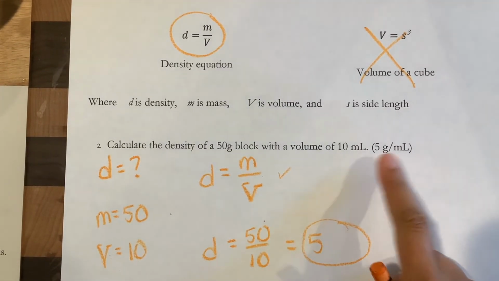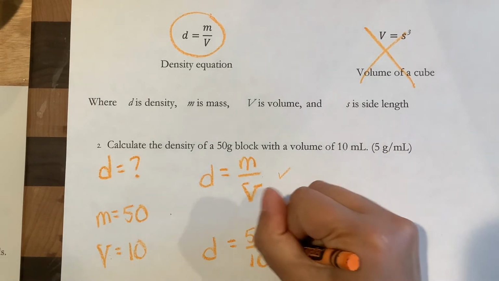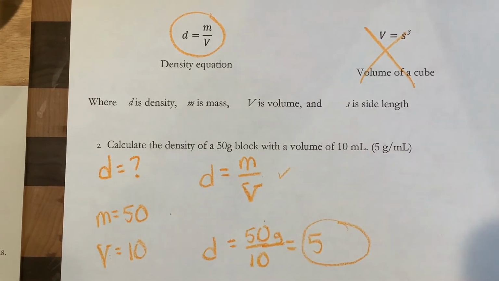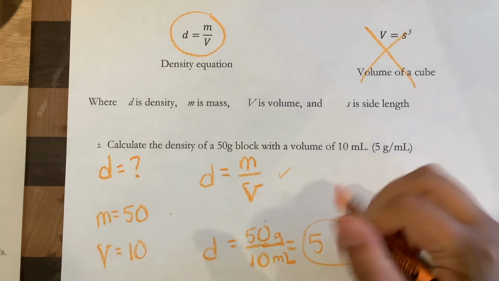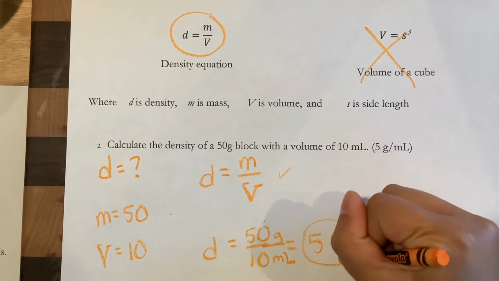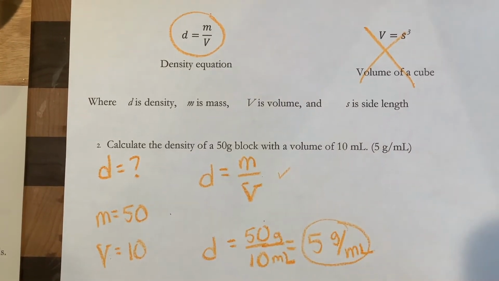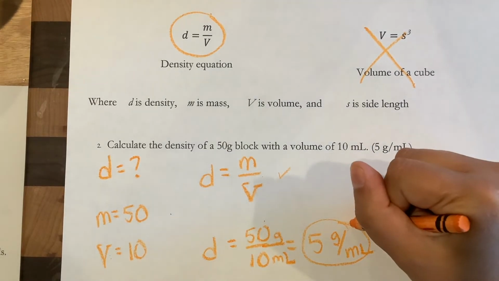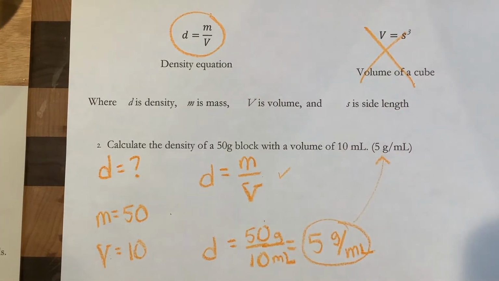To get grams per milliliter, think I'm doing 50 grams divided by 10 milliliters to get my units. And just to check, if your number at the end matches mine, it means you're on the right track.